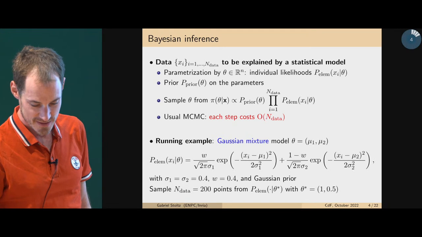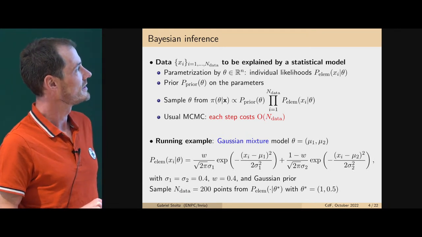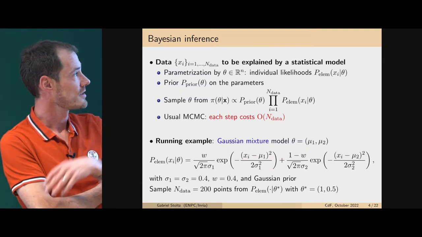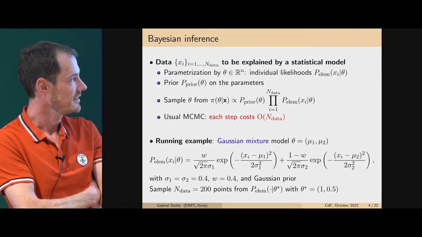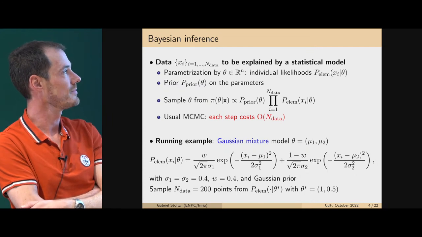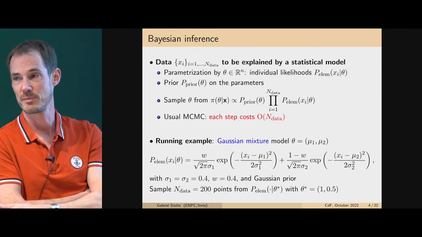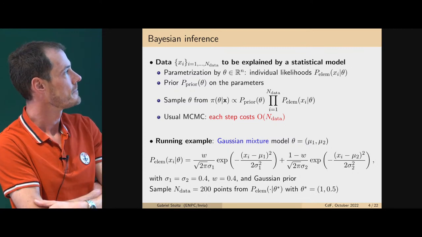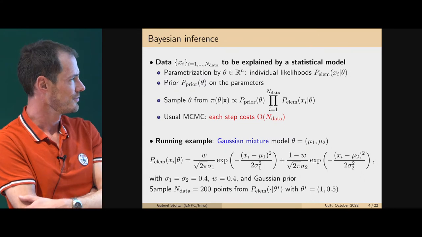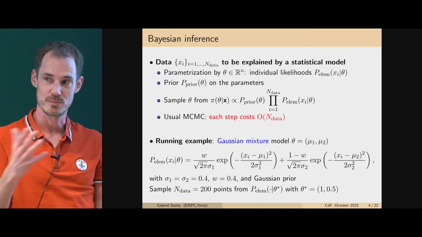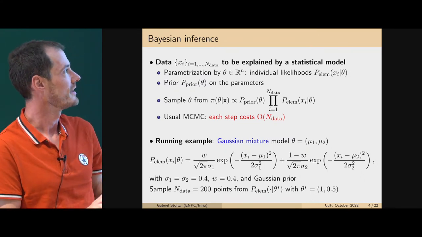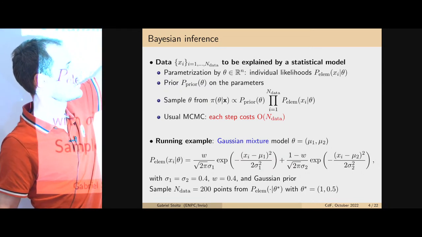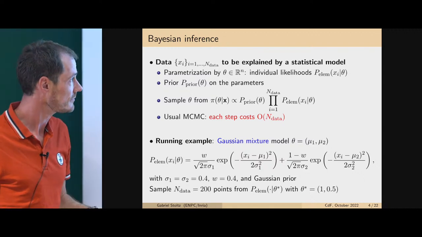So let's look at what this mini batching problem is. I'm really thinking of some Bayesian inference problem here. So I've got some data points x_i, which are given to me, and I want to explain them with a statistical model which is parameterized by some theta parameter to be inferred. The Bayesian perspective on that is to have a distribution of parameters that could explain my data points, and have some prior distribution on it. And this is the high dimensional probability measure I want to sample.